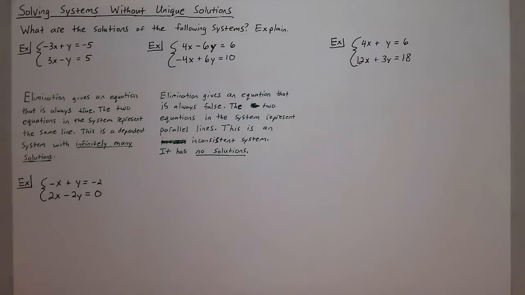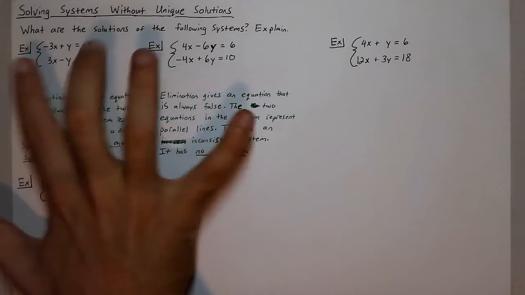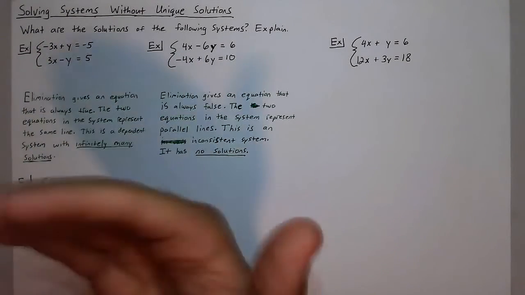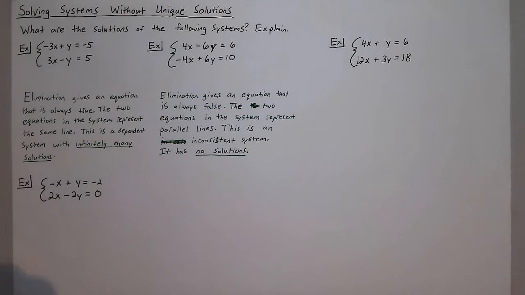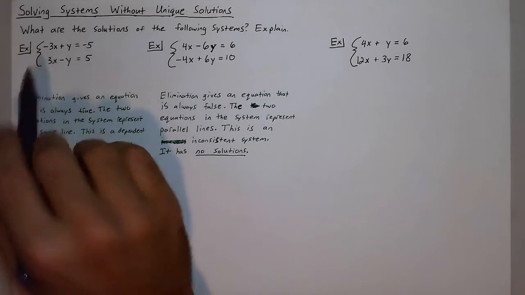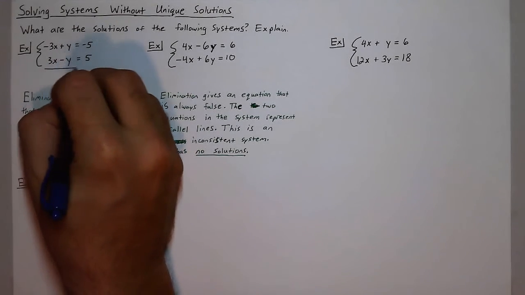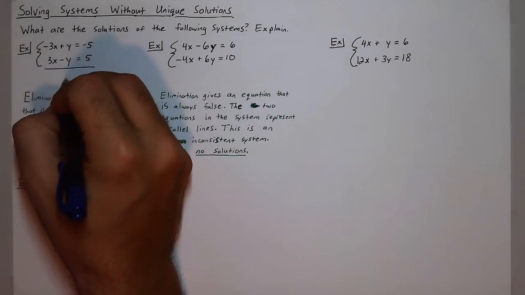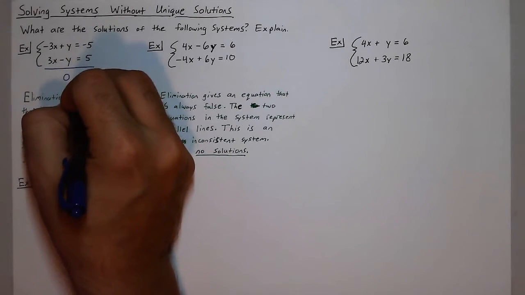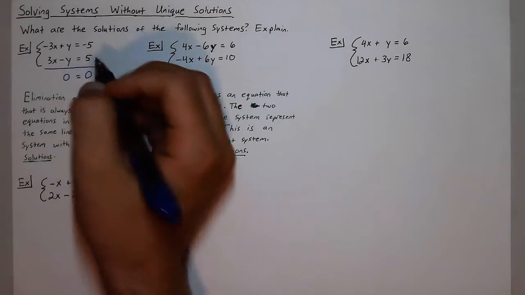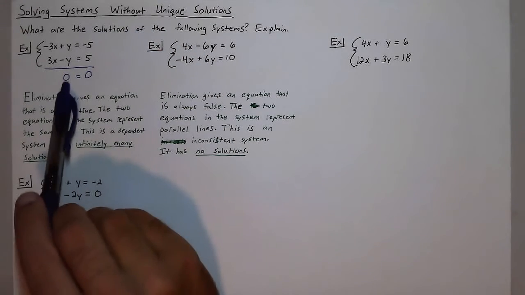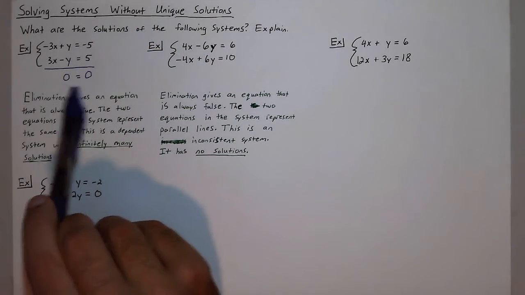In this video, we are going to learn how to solve systems without unique solutions. Now, I set up both of these examples at the top here to eliminate in one step. So you'll see here when I add these two equations together, the x's cancel and the y's cancel, giving me 0 is equal to 0. Now, this is very unique because I can't solve for any variables since there's no variables left.